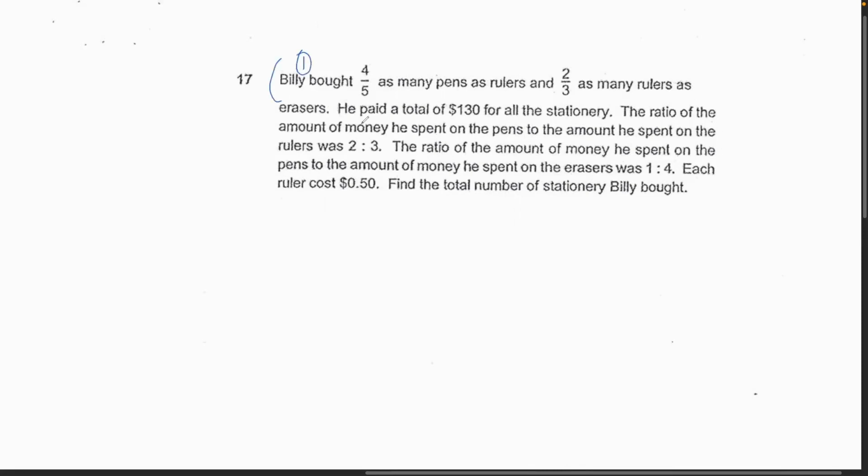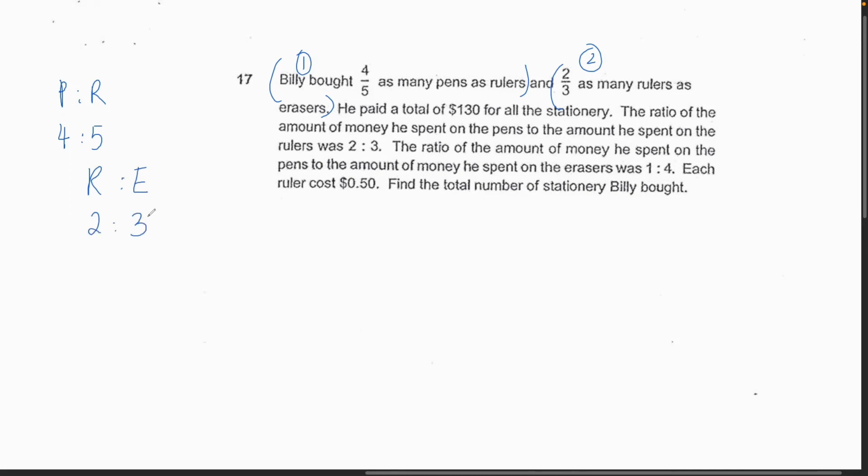Hi everyone, today we are looking at this one question. As you can see over here, it says that Billy bought 4/5 as many pens as rulers. When I see that, the first thing I want to do is ask myself, what does that mean? Of course, you know that pens to rulers is basically 4:5. We move on to sentence number 2. Sentence number 2 says 2/3 as many rulers as erasers. What does that mean? It means that rulers to erasers is actually 2:3. Am I making sense here?